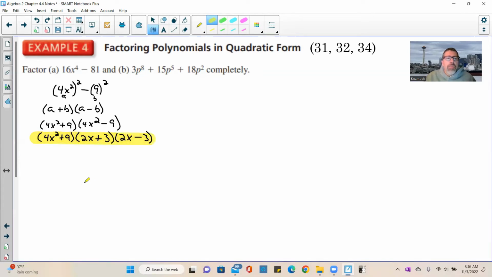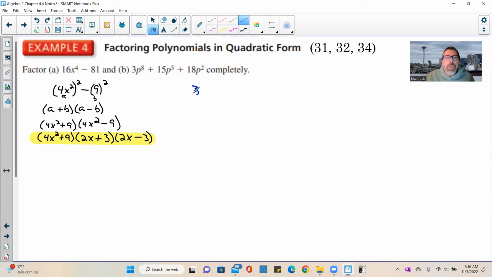Okay, 4x squared plus 9 factors as 2x plus 3 times 2x minus 3. If we wanted to know where this is crossing the x-axis, we would solve these and find the x-intercepts. One is -3/2, one is +3/2, and this would be the square root of 9/4, which is 3/2 as well, and -3/2. Okay, so that's A factored. Now let's take a look at B.